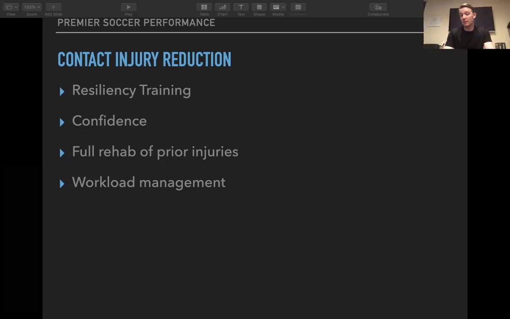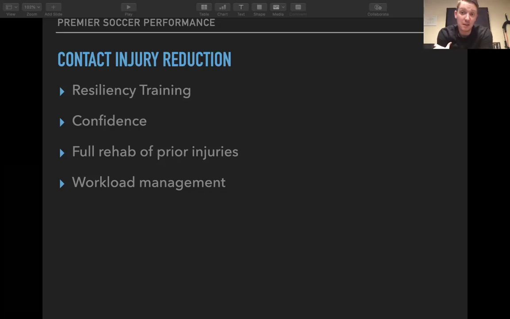Okay. So that's something that we can directly affect as soccer coaches during our training sessions, right? Training someone to go full at practice and not hesitate to tackle someone, training that hesitancy out of someone is going to go a long way with injury prevention and physical preparedness.